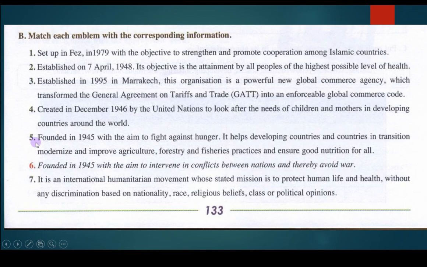Now, 5. Founded in 1945 with the aim to fight against hunger, it helps developing countries and countries in transition modernize and improve agriculture, forestry, and fisheries practices and ensure good nutrition for all. بمعنى تأسست. So another synonym of to create, to establish, to set up is to found, founded. To found, founded. إذن تأسست.